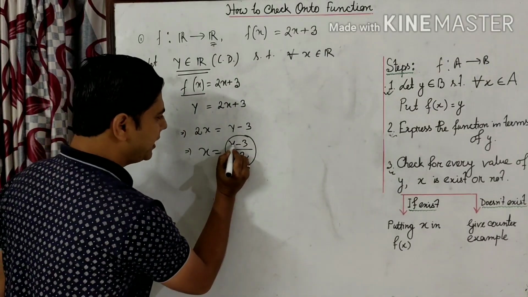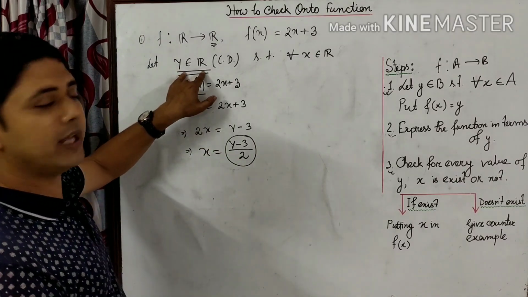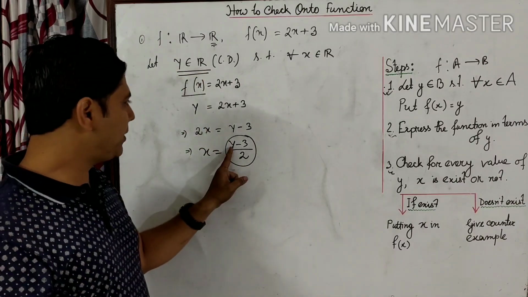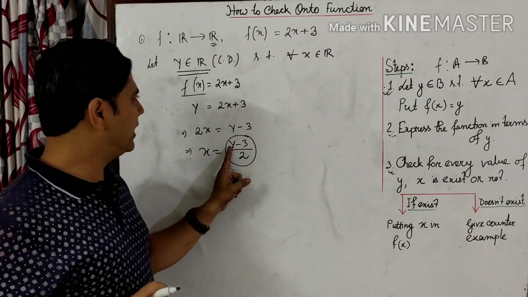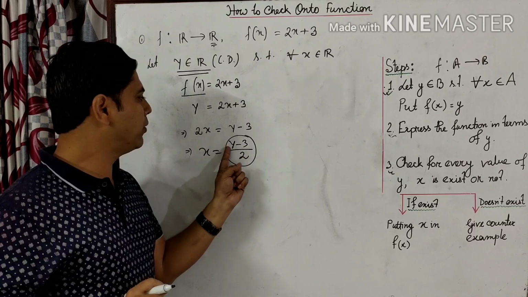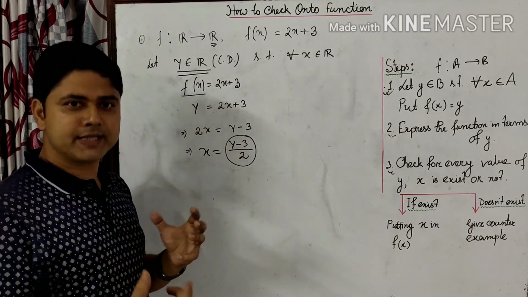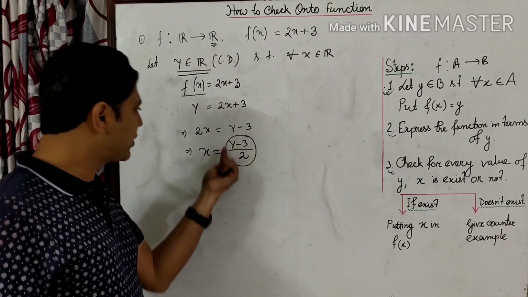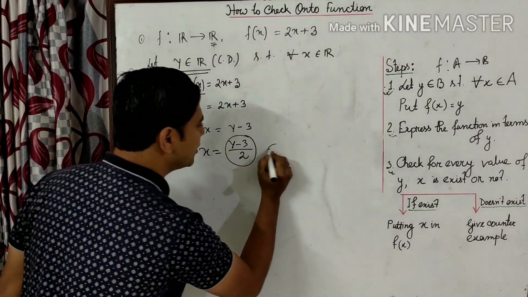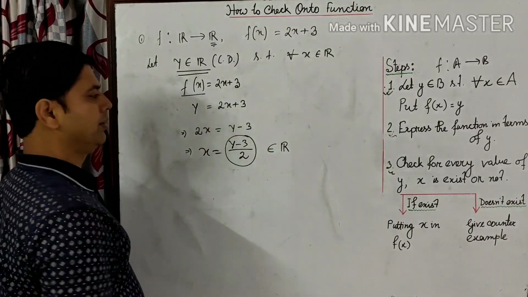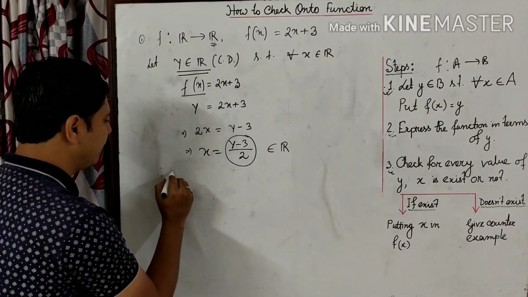That means for every value of y, you can put any value, any real number. For every value of y, if you put a real value, then real minus 3 also exists, and real minus 3 by 2 also exists. This is also a real number. That means that is the value of x, which belongs to R.